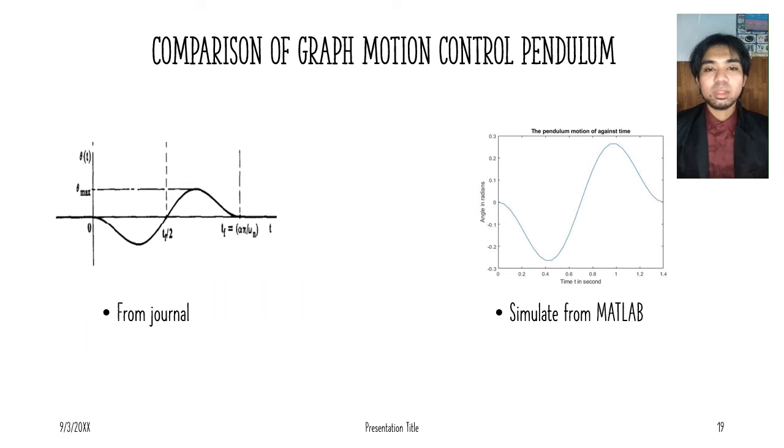In this slide, we can see the same graph obtained from the journal and the simulation. The comparison in this slide shows that the graph is successfully generated and shows the same result as the journal. The same results say that the coding is correct and it's a successful simulation.